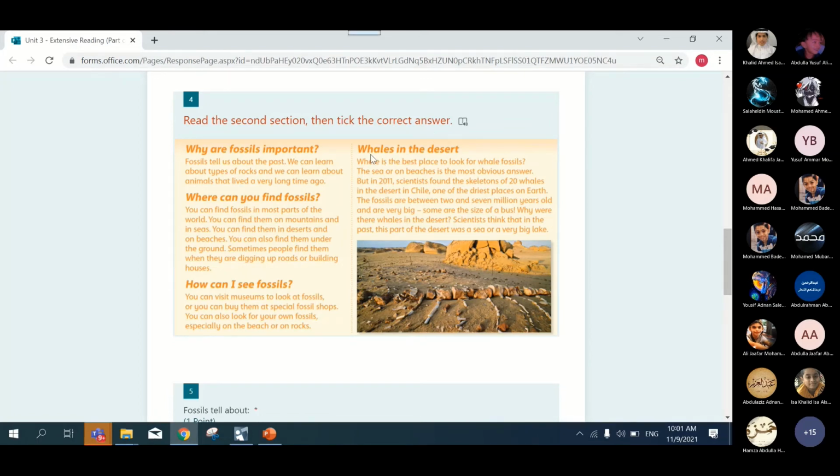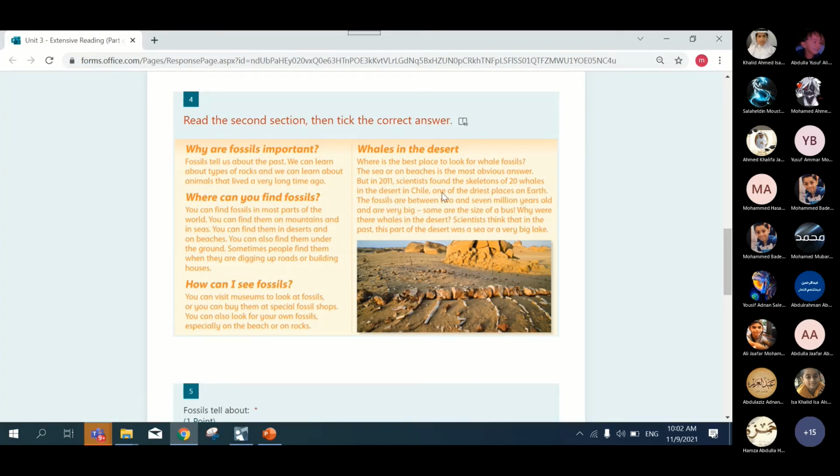The last part, whales in the desert? Yes, whales in the desert. Where is the best place to look for whale fossils? The sea or on beaches is the most obvious answer. Obvious means clear answer. But in 2011, scientists found the skeletons of 20 whales in the desert in Chile. It's a country, one of the driest places on Earth.